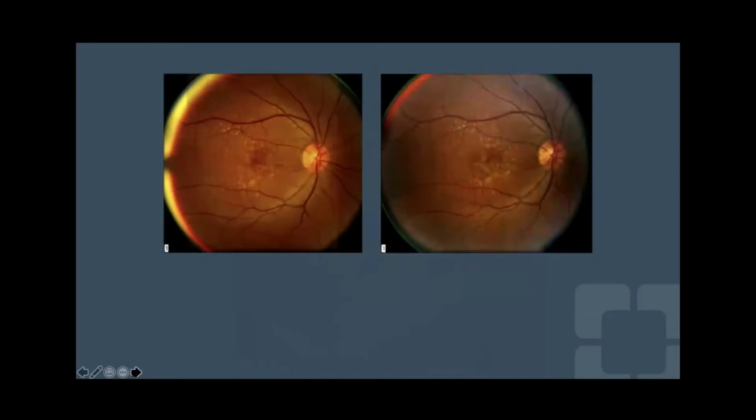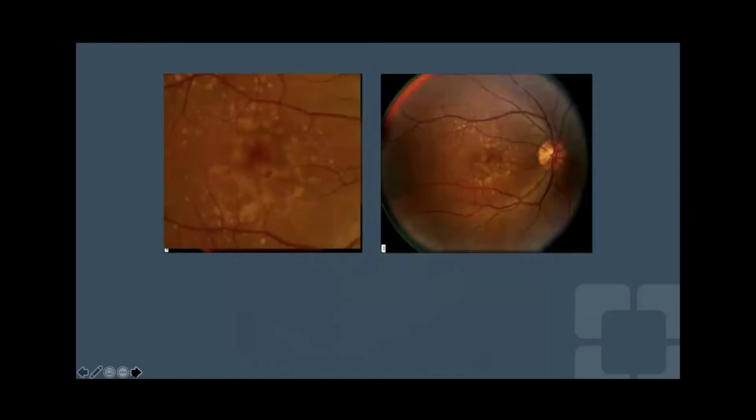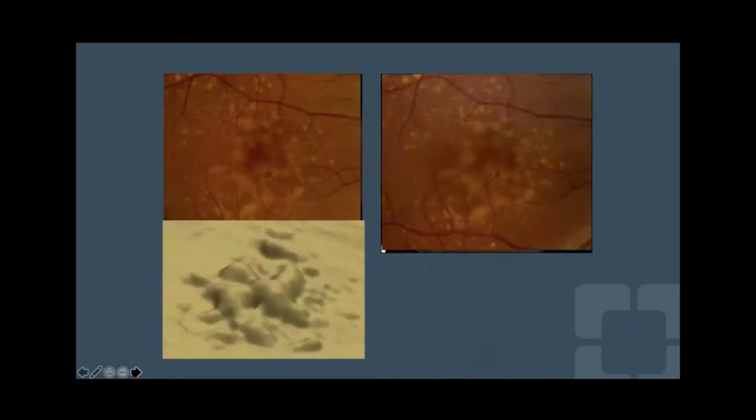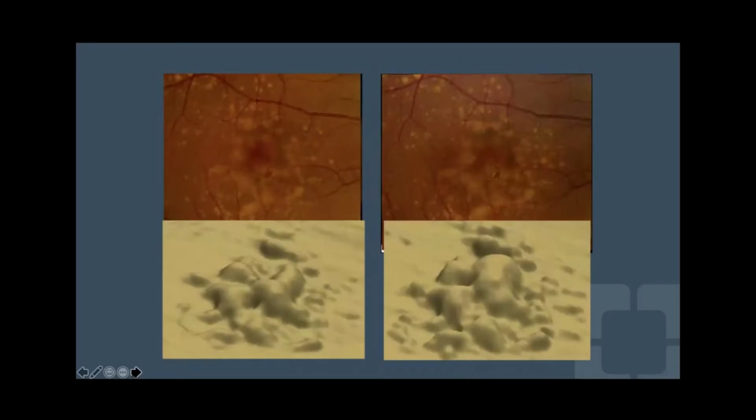And here are two different time points for this patient. Here's a close-up view of the macula in this patient. What you can see essentially is the drusen appear to change in size and morphology. And we can look at the volume change over time, and it has increased, as we expect to see in many patients with intermediate AMD.